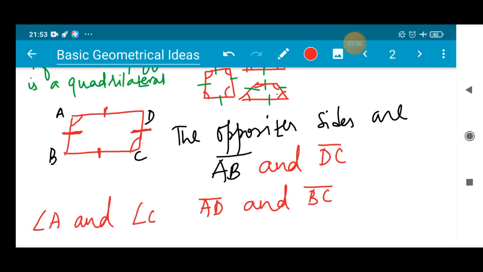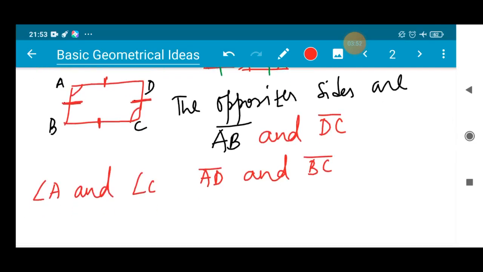Why am I explaining this? Because you will get this type of question: what are the opposite angles, what are the opposite sides. Okay, so angle A and angle C, and angle B and angle D are the other pair of opposite angles, right? So these are the opposite angles, these are the opposite sides.